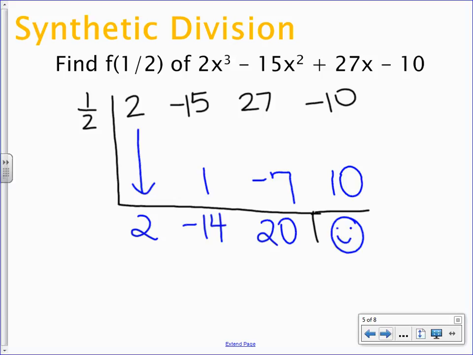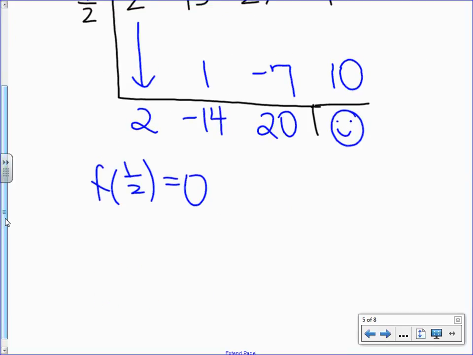I will always make a happy face when our remainder is 0. So what does this mean? It means f of 1/2 is 0. Graphically, what does that look like? It's not the origin. If our function value is 0, it's happening on our graph.